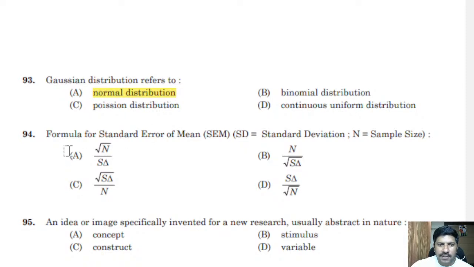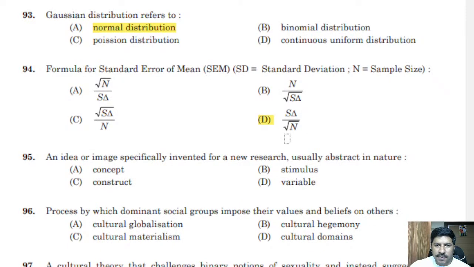The 94th, these are questions from statistics. Formula of standard error of mean, that is SEM. So 94th correct answer is option D, delta divided by root of n. That is the correct answer here, the formula for standard error of mean.